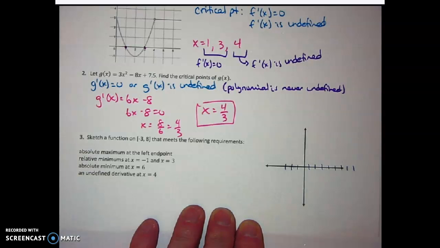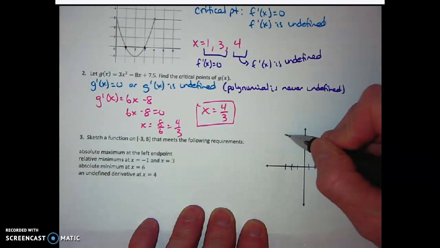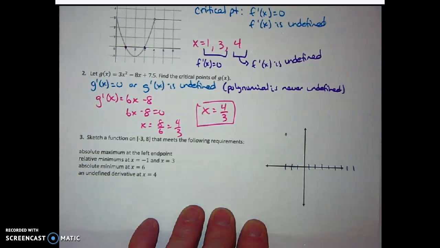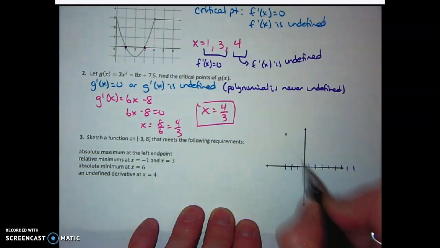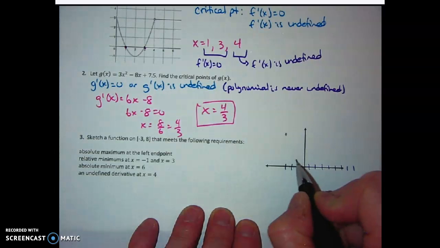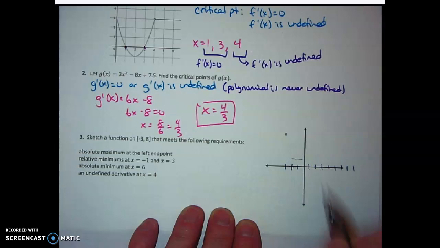Keep in mind there are an infinite number of possibilities of graphs that could meet this. So the one that I'm drawing is not going to be the only one. I'm going to say my maximum is right there on my left endpoint. There's relative minimums at x equals -1 and x equals 3. So it just means that there's going to be a valley there. So at -1, I'm just going to draw a horizontal tangent line there. And then at 3, I'm going to draw another one right there.